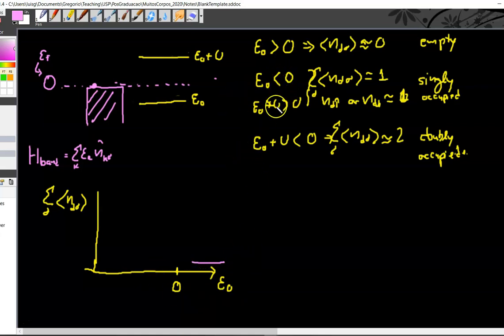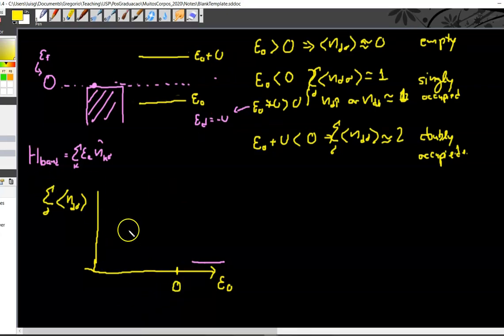Now, around 0, and as long as this, and what is that condition here? This condition means epsilon d equals minus U. Then if epsilon d equals minus U, this becomes 0. So epsilon d equals minus U would be something like here, okay? Minus U. And so in between these two, so this is kind of 0. Let's put 1 here, and I'll put 2 here, okay? So in between these two values here, I would expect this to be something around 1, okay?